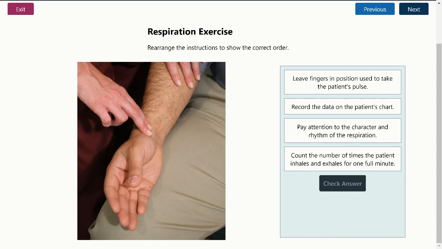Alright, so what is the correct order of this? Read the sentence. Pay attention and record the data in. And put record and count, like the last.